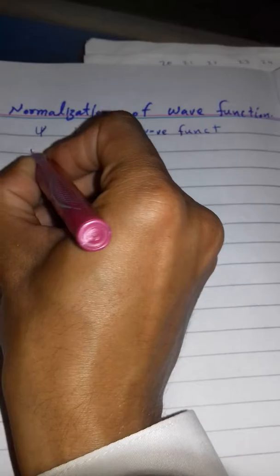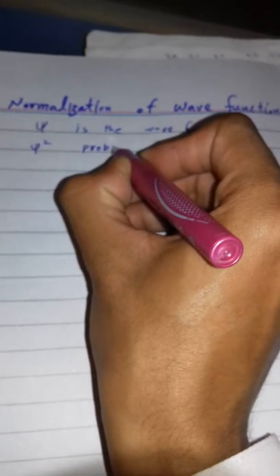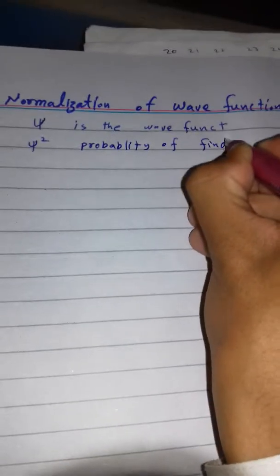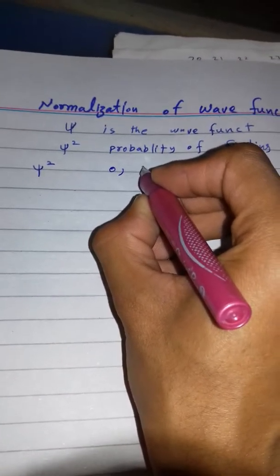We are going to discuss the normalization of wave function. As we know, psi is the wave function. Similarly, psi square is the probability of finding the particle. When the probability is integrated between limits 0 and a, its answer will be unity. This process is called the normalization of wave function.